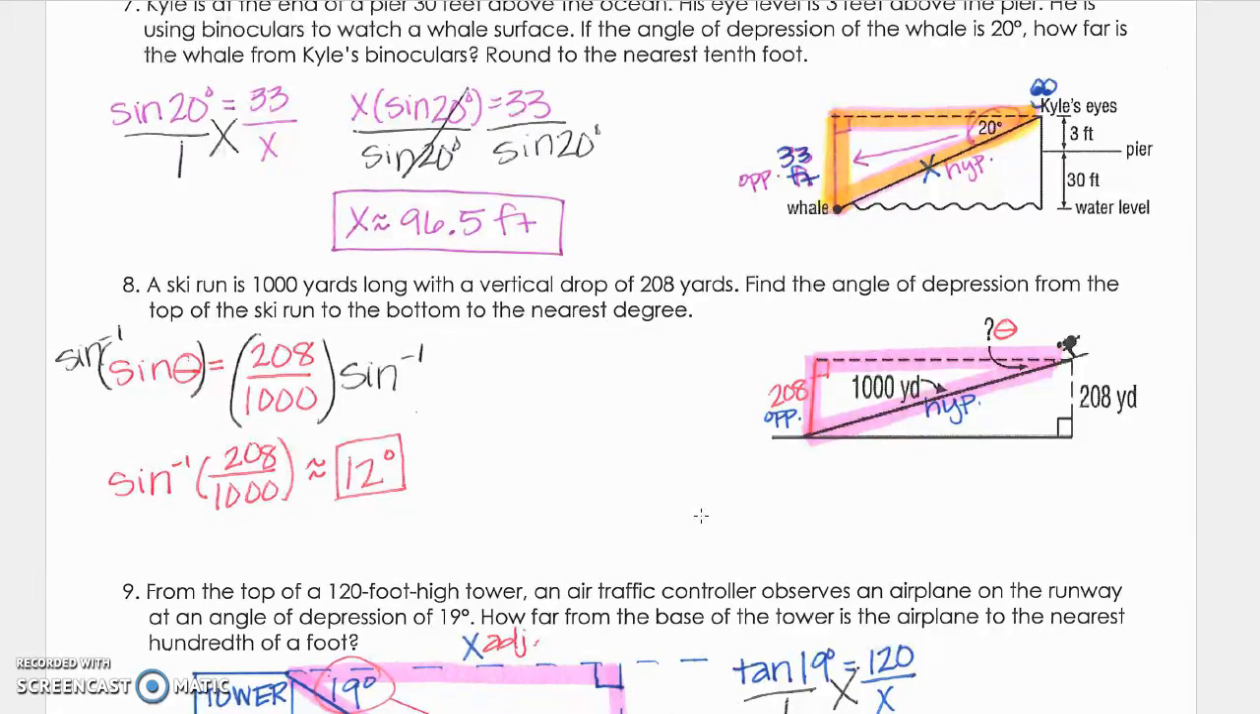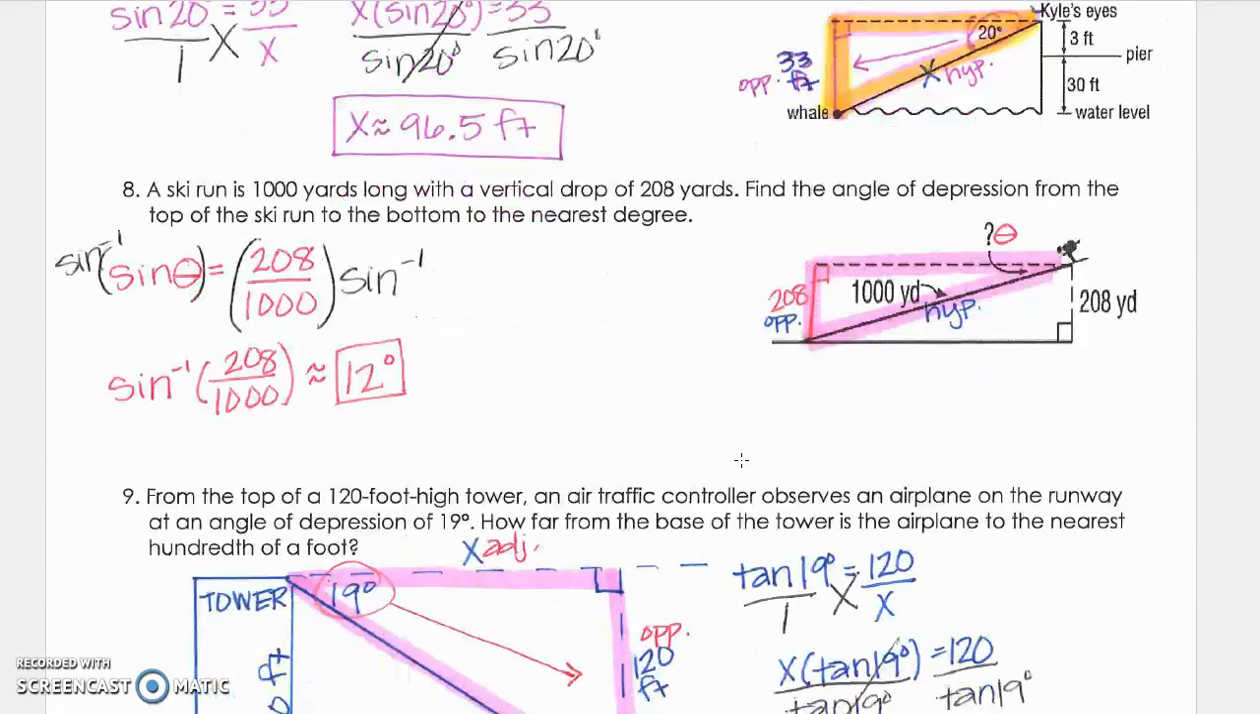Number 8, you have another angle of depression, so you turn that triangle upside down again, and the information that it gives you is the information about the ski run, which is the hypotenuse. And you know that the vertical length is 208, and that's the opposite length from the angle that you're looking for. So that's opposite over hypotenuse, and you need to do the inverse sine here to get the angle measure out of that. To the nearest degree, it's about 12 degrees.